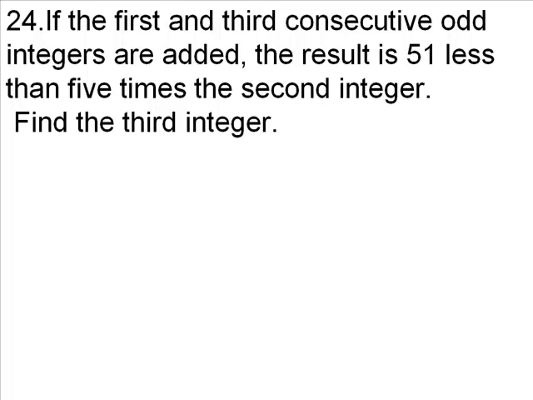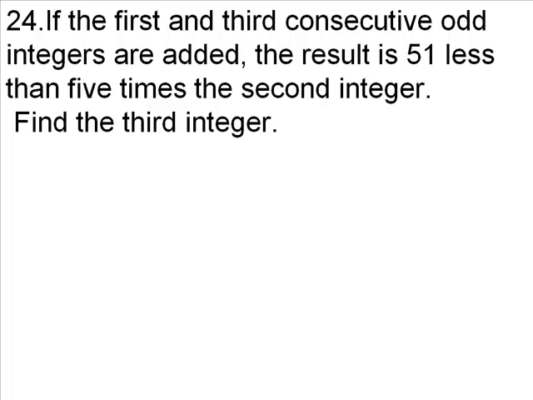Number 24. If the first and third consecutive odd integers are added, the result is 51 less than 5 times the second integer. Find the third integer. Keywords up there, first and third consecutive odd integers. What does it mean to be consecutive odd integers?